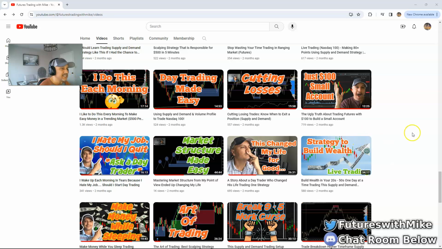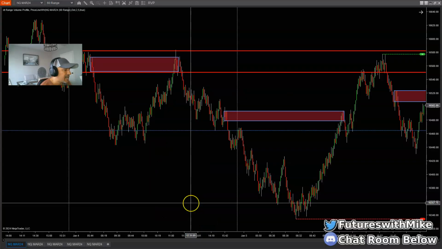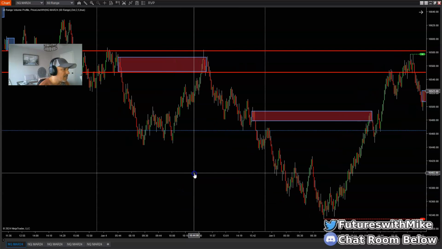All right, so let's now do this here. Now I just want to show you some examples of maybe supply and demand. I've got some supply zones already marked up on my 60 range chart. Okay, but in showing you examples, I also want to show you how I draw my zones, a specific way, but also what is a low quality versus a high quality supply or demand zone. Okay, so let's talk about this.